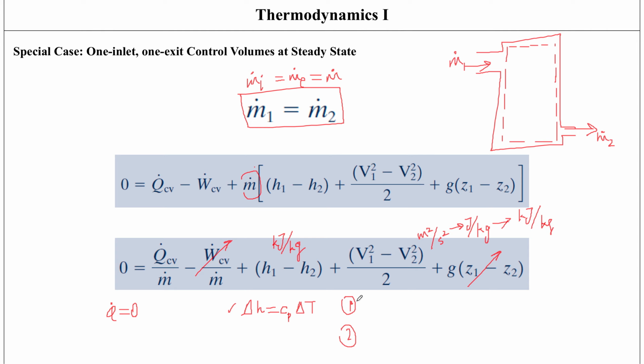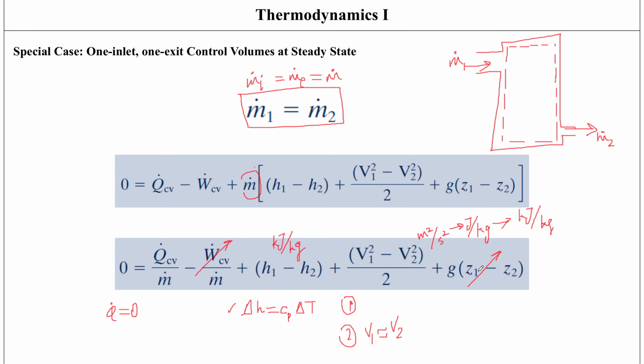The first one is when the velocity change is really small. What I mean by that is, if the velocity change was, let's say, 45 meters per second or less, then I could neglect this term. The second one is if V1 is approximately equal to V2, then I could neglect this term as well.